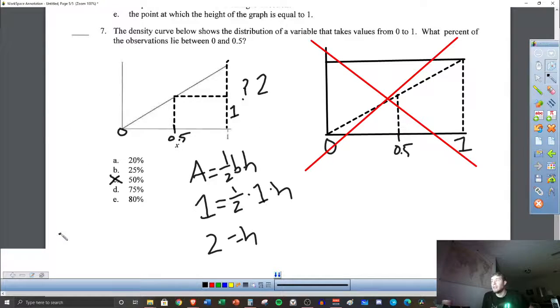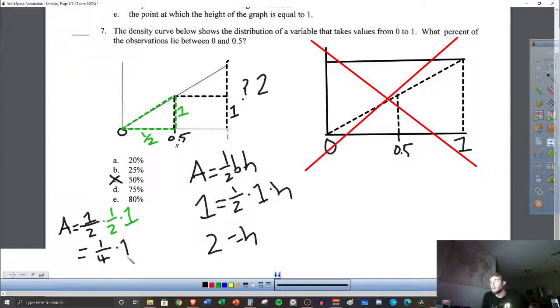We know that the area is going to equal 1/2 times the base, and we want this triangle here. Let me outline it with green. We want the green triangle, right? We know its height is 1, in green, and this is 1/2, or 0.5. I'm going to write it as 0.5, or as 1/2. So 1/2 times 1. What's half times half? Well, that's 1/4. 1/4 times 1 is just 1/4, or 25%.